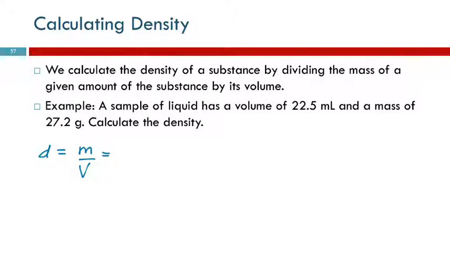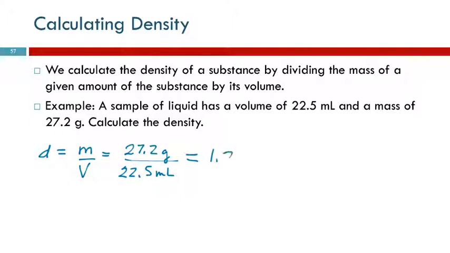Okay, what's the mass? 27.2. So I take 27.2 grams, divide by the volume, 22.5 milliliters. How many sig figs should my density have? 3. 27.2 divided by 22.5.